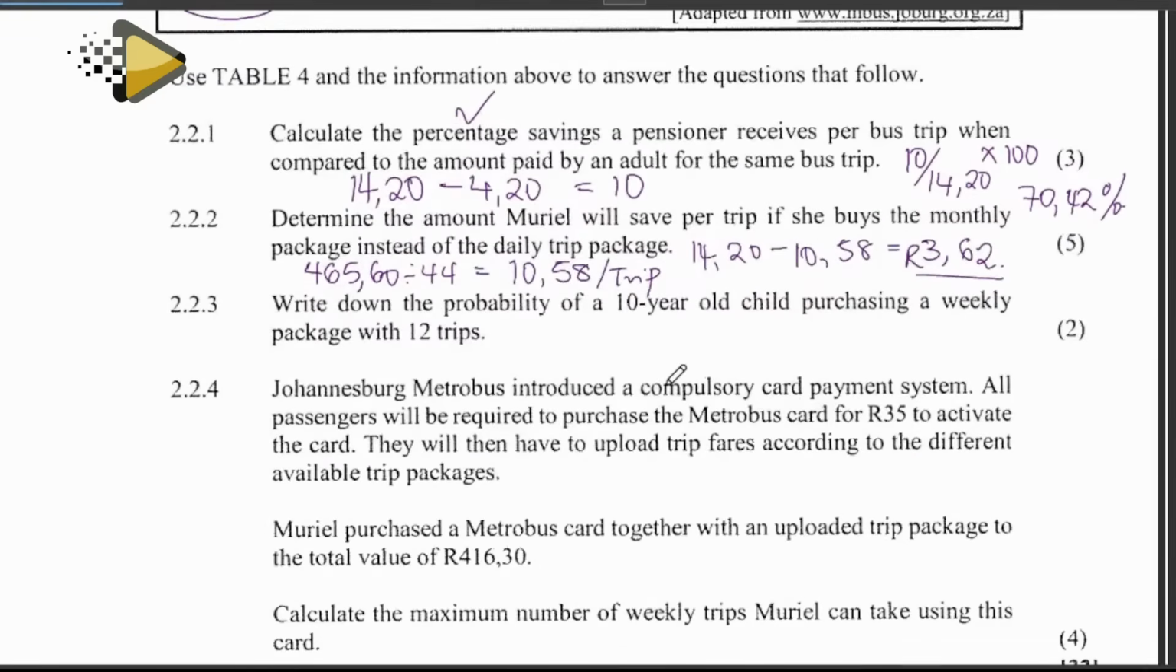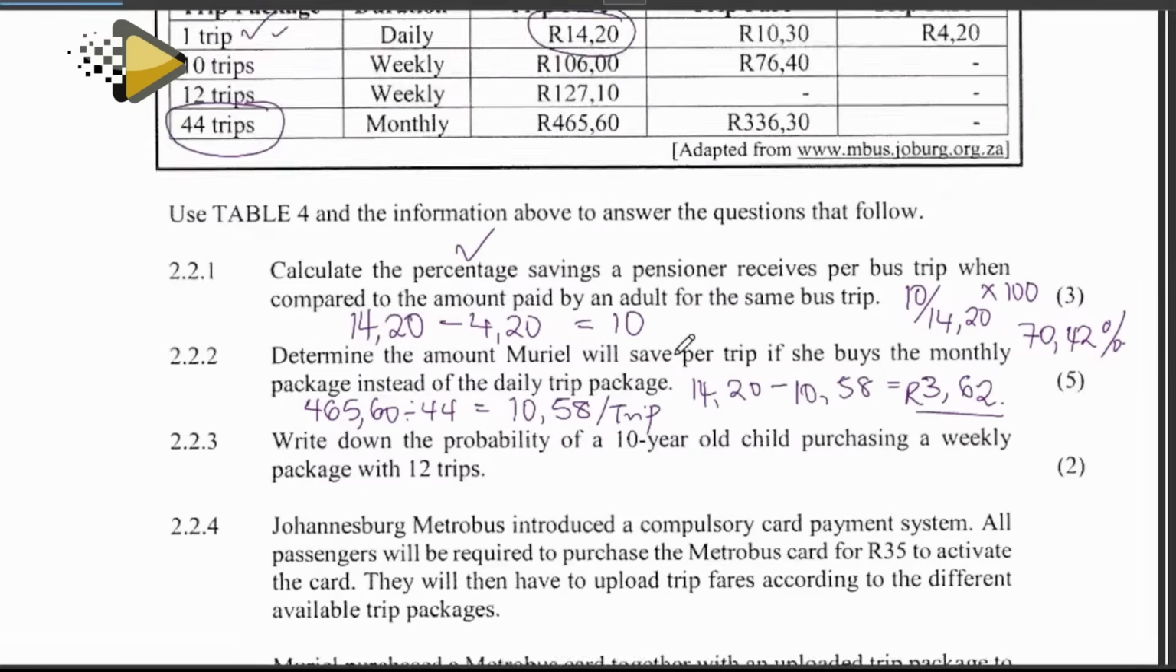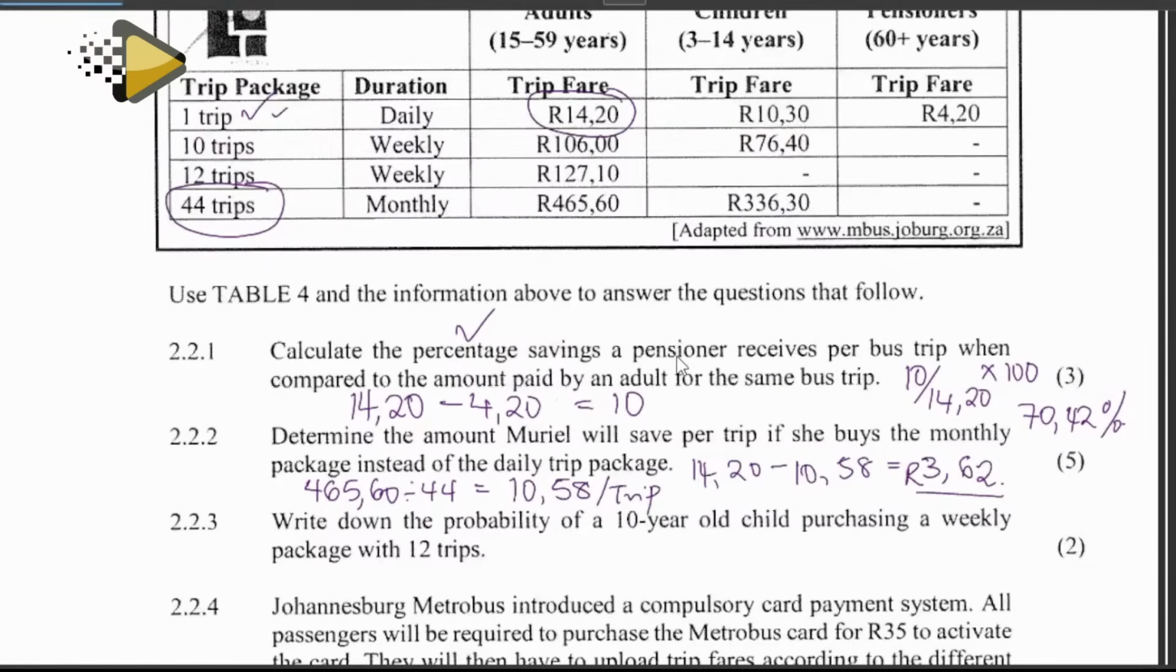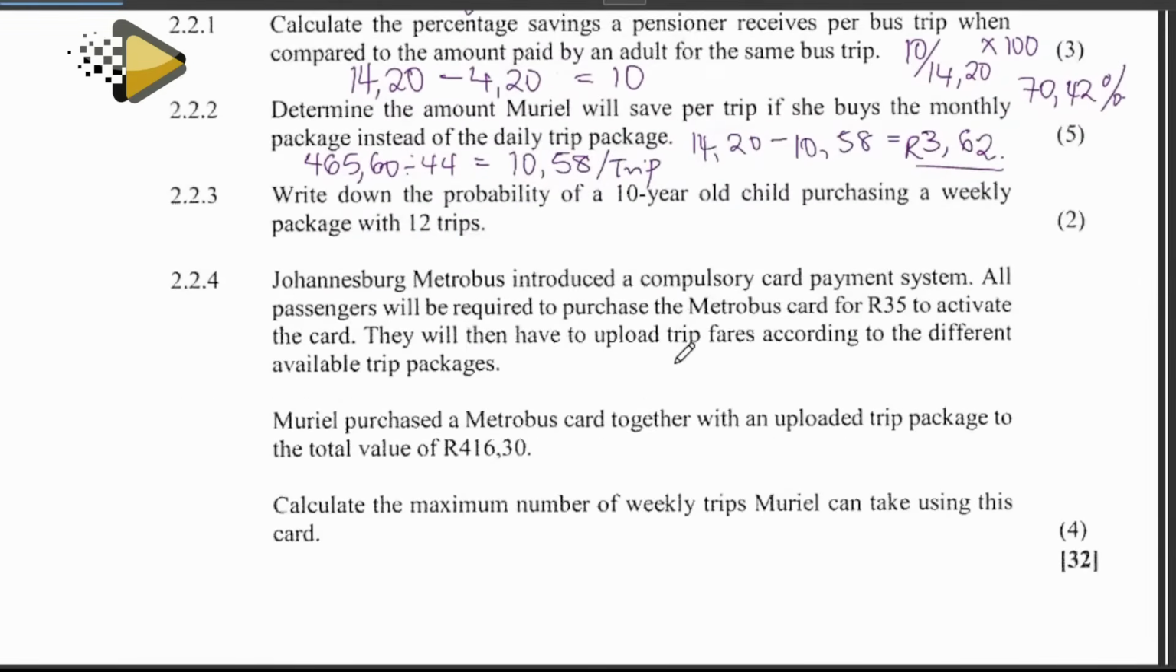Okay. Write down the probability of a 10-year-old child purchasing a weekly package with the 12 trips. So we come here, 12 trips, 10-year-old, there's nothing. So it's simply meaning it's what? Impossible. You can say it's 0, it's 0%.